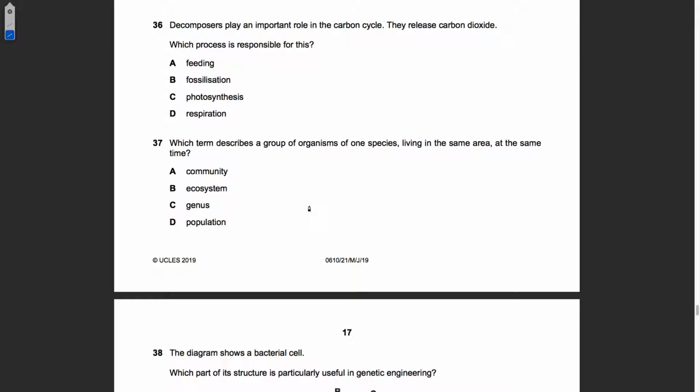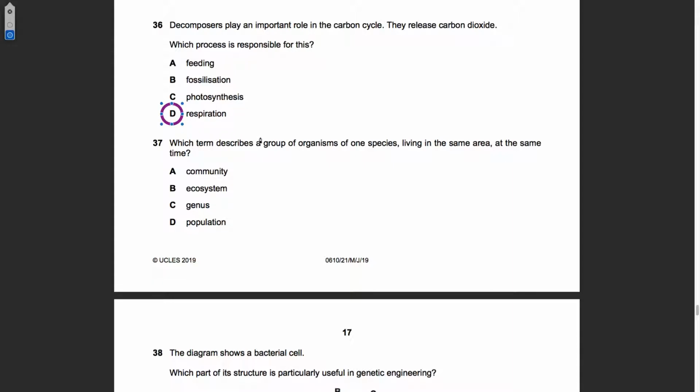Okay, question 36. Decomposers play an important role in the carbon cycle. They release carbon dioxide. Which process is responsible for this? Don't ever forget that a decomposer is a microorganism. It's a bacteria or a fungus, okay? What these organisms are doing is they are basically respiring, and when they carry out respiration, they break down whatever it is they're decomposing to get energy, because they are living cells, and they release carbon dioxide. So the process is respiration that they are carrying out.